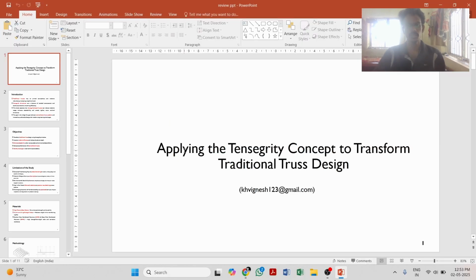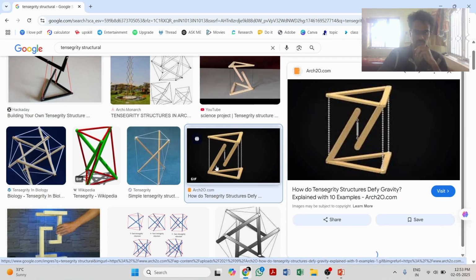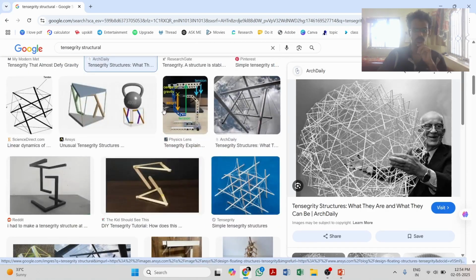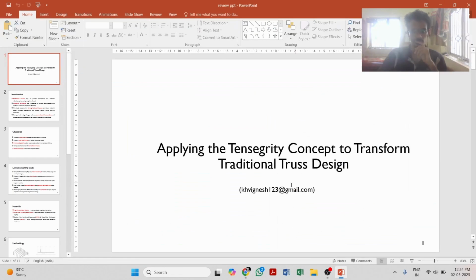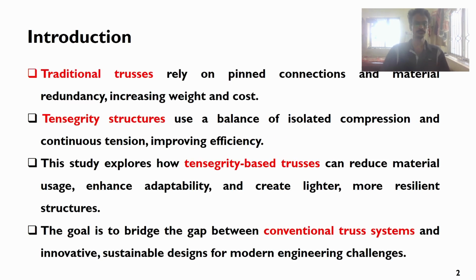First of all, let me show you how tensegrity works. This is a compression member and a tension member. These are the concepts of how tensegrity works. There are a lot of YouTube videos you can watch to understand it. I am Vignesh, and here I'm going to explain how I transform the traditional truss using the tensegrity concept. So let's start.